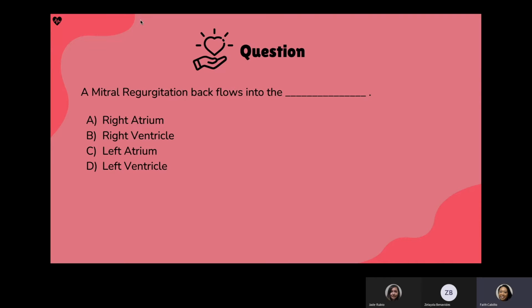Here's a quick question. Mitral regurgitation backflows into the A. Right atrium, B. Right ventricle, C. Left atrium, or D. Left ventricle. So we know the mitral valve is located between the left atrium and the left ventricle. So we could cross out A and B because it's not the right side. Regurgitation is a backflow, so you're not going to be able to reach the ventricle since it's backflowing. So C is the right answer, left atrium.